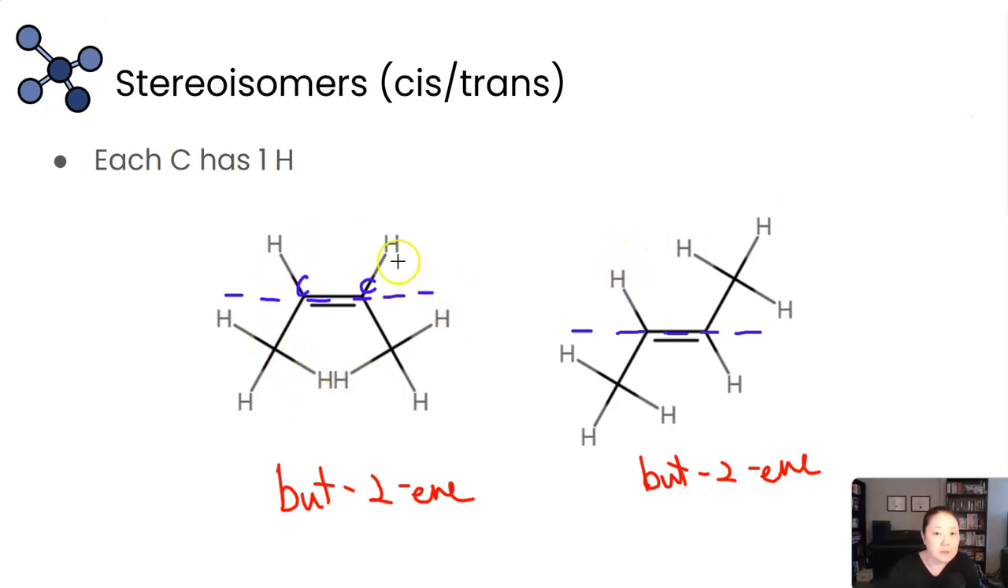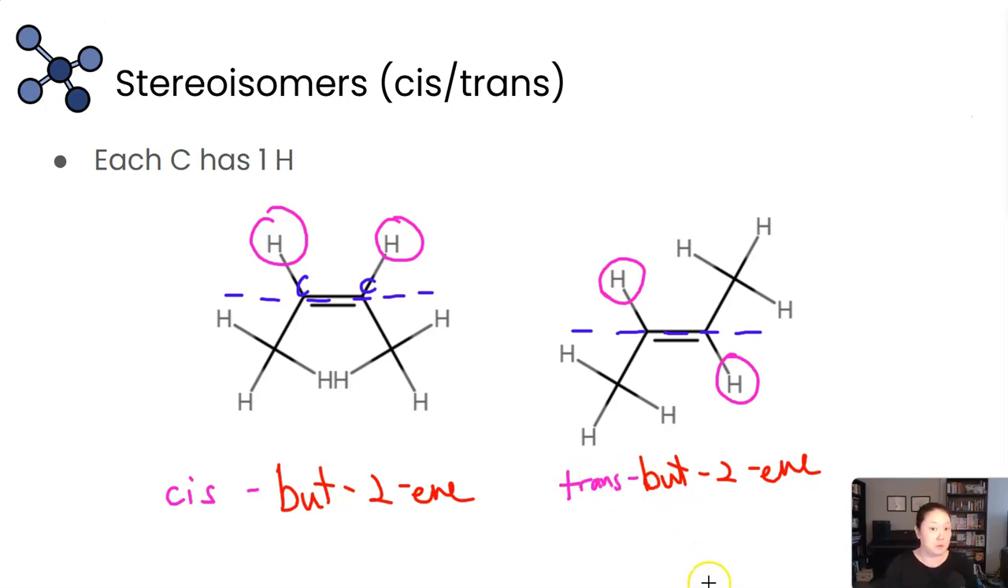For cis-trans, what you're going to do is figure out where your hydrogens are. If your hydrogens are on the same side of the dotted line, like this case, this is the cis stereoisomer. And here you can see you have your hydrogens on each of your carbons. You can see that they are on opposite sides of this line. And so this one is trans-but-2-ene.